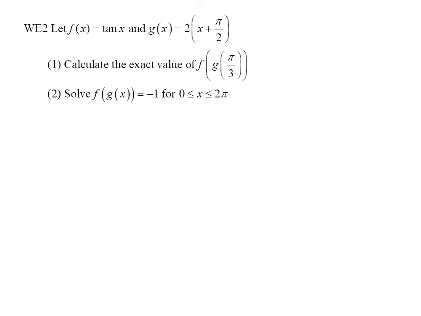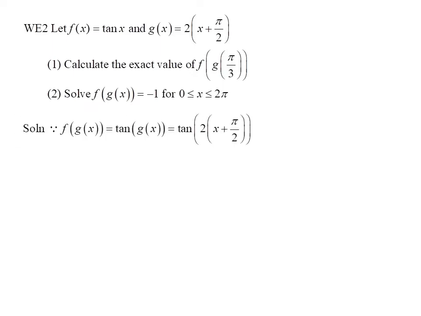In example 2, what we are given is that f(x) equals tangent x, while g(x) equals 2 times (x plus pi over 2). There are two questions in this example. The first question is to find the exact value of f(g(pi over 3)). And the second question is to solve the equation f(g(x)) equals negative 1, given that x is between 0 and 2 pi, including both endpoints.